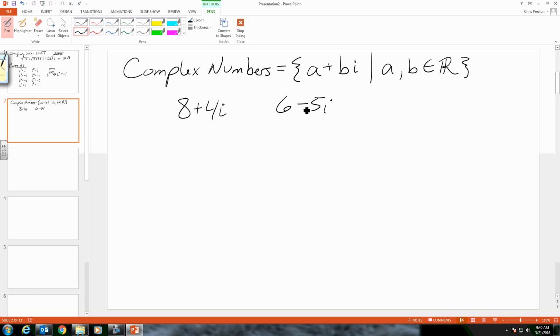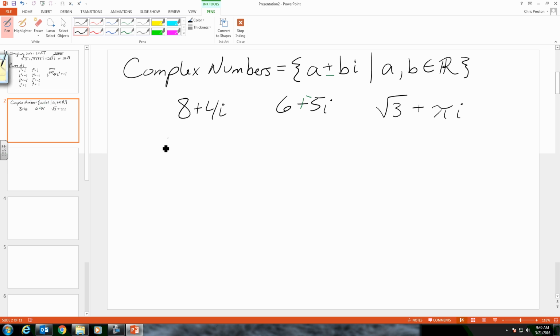6 is a real number, and when we say minus 5i, what we really mean is this is plus negative 5i. So that just means the 5 is negative. So you could say plus or minus here. That just means if it's minus, the b value is negative. You can even have things like the square root of 3 plus pi i. Square root of 3 is a real number, pi is a real number. They're just not rational, but they are real. They're irrational numbers. So this fits that pattern.